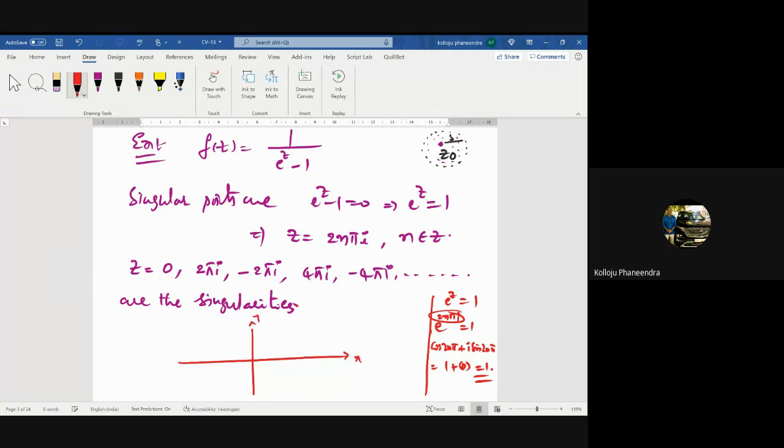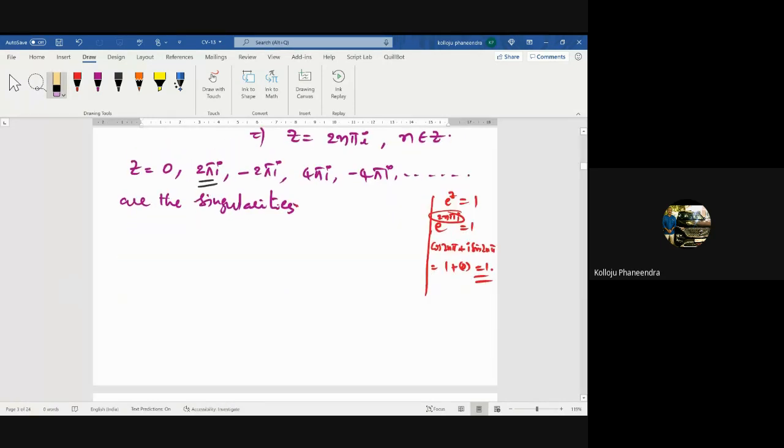If I draw the x-axis and y-axis, this is z equal to 0. Where is 2 pi i? Positive 2 pi i is on the y-axis. Let me draw a bigger one. This is the x-axis and this is the y-axis, this is 0, 0. Where is 2 pi? 2 pi means 2 into 3.6 point something. Somewhere here is 2 pi, somewhere here minus 2 pi.